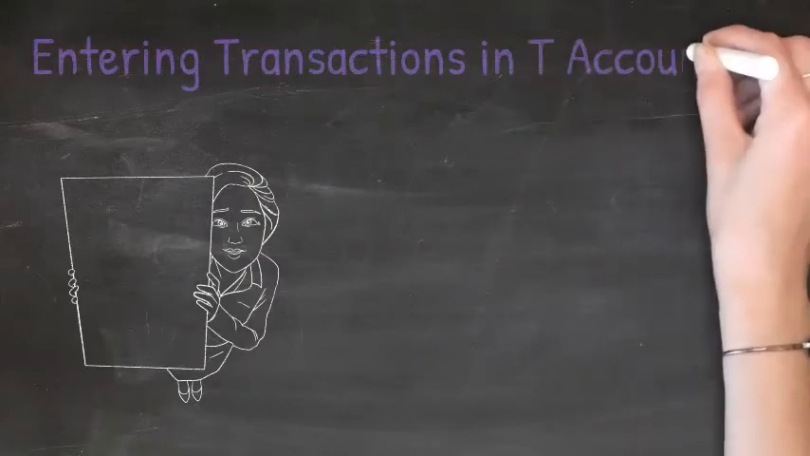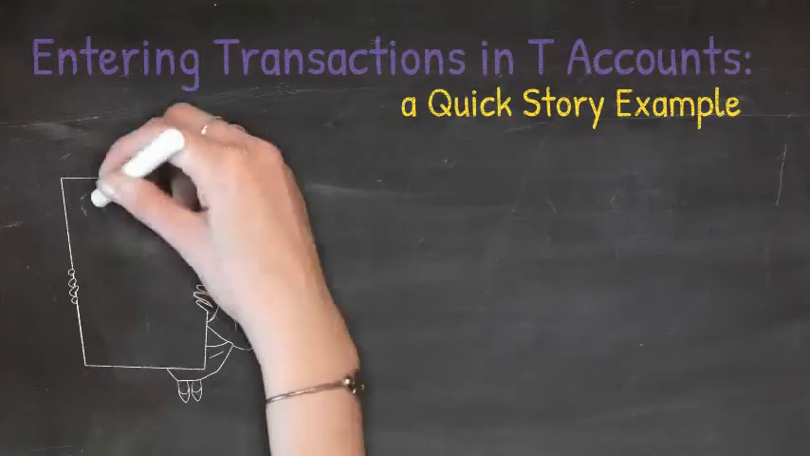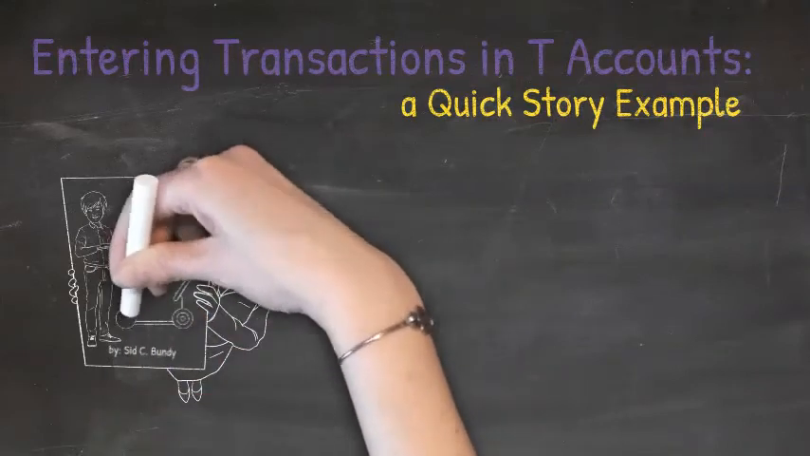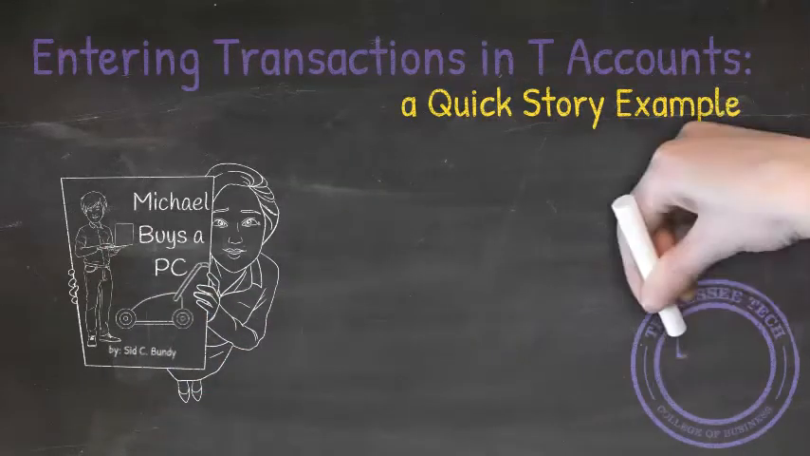I'm going to tell you a little story and use it as an example for how transactions can be recorded in T accounts, adjusted, and used to build an income statement and balance sheet, all in 7 minutes. Let's go.